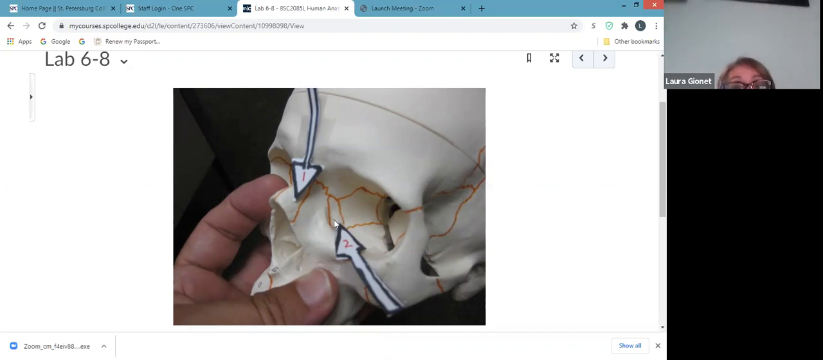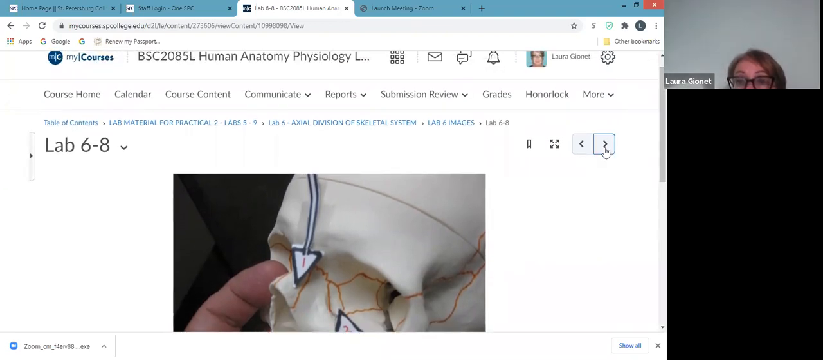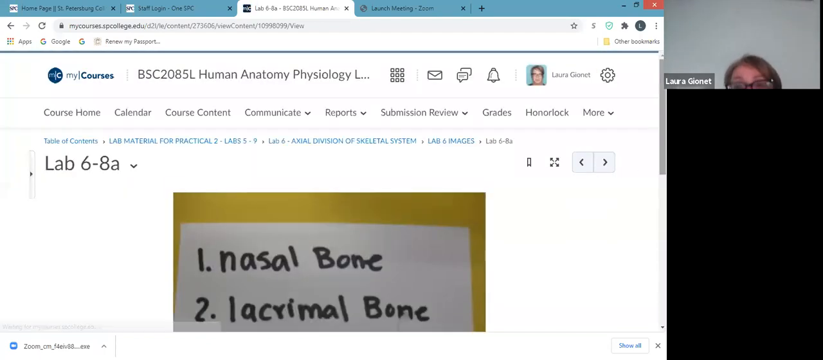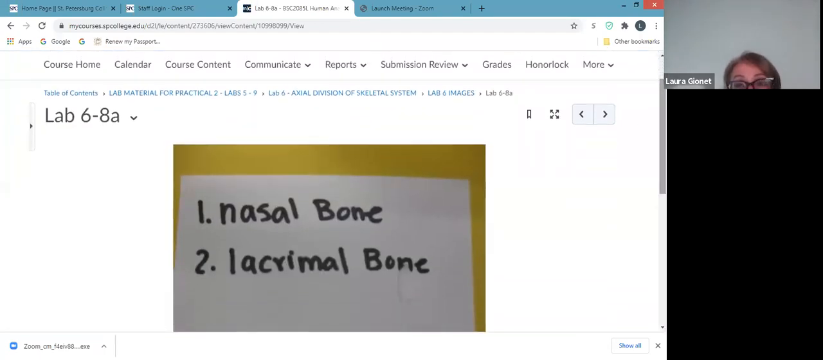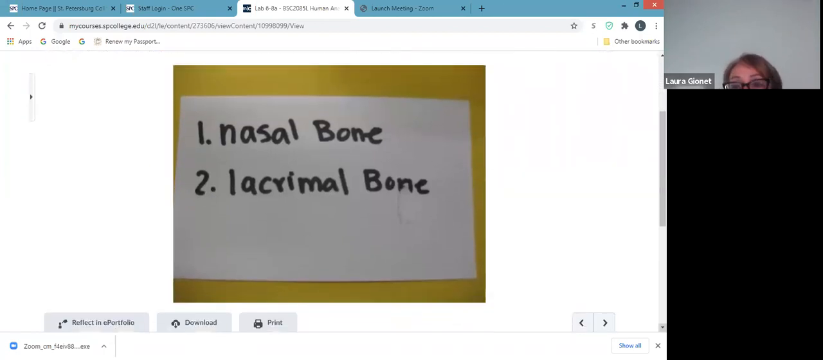So I was saying just into the orbit of the eye, there's an oval kind of teardrop shaped bone called a lacrimal bone. And ironically, it's for lacrimation, or tears to pass through. So 1 is the nasal bone, and 2 is the lacrimal bone. What do you have to know from that?